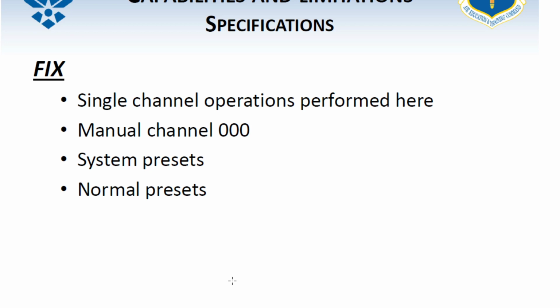Fix: single channel operations are performed in this mode. Manual channel is 000, and with that channel you can change the frequency, the modulation type, the gain. There's a lot you can change from the manual. So what do you think happens if something's broken with the radio? Do you want to go to the fix mode?